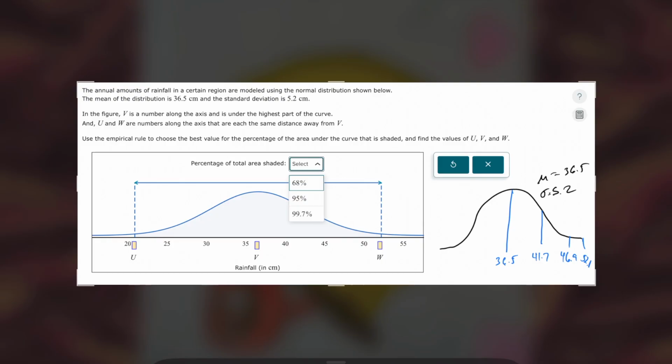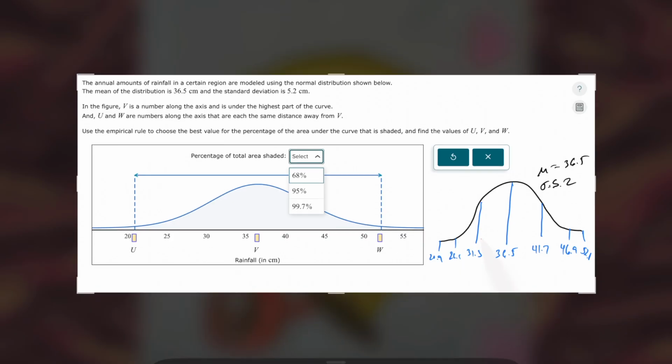And then as you go to the left, you're going to subtract the standard deviation. 31.3, 26.1, and 20.9, okay? This is just to help you remember that, okay, as I go one standard deviation away, it's 68%. As I go two standard deviations away, it's 95%. As I go three, it is 99.7%. So this will help you do this.